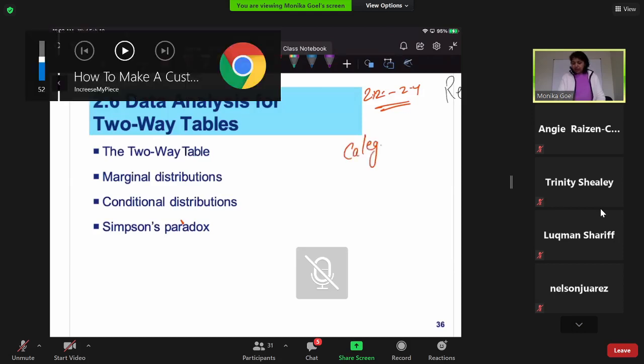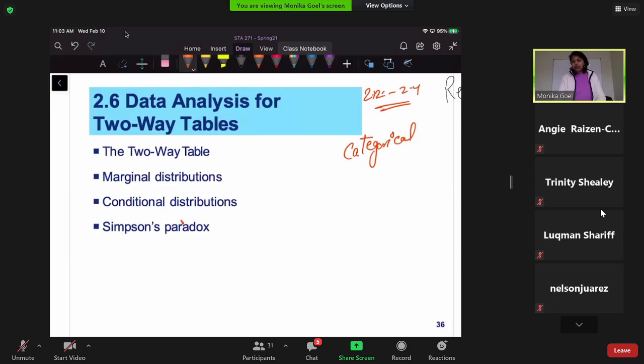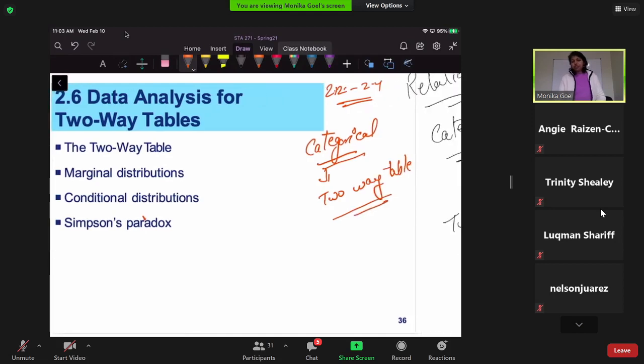Categorical. So if they are categorical variables, how can we find the relationship? When we work with categorical variables, we use two-way tables. And we use these two-way tables to find the relationship between two categorical variables. A two-way table is, again, a table that has two ways.